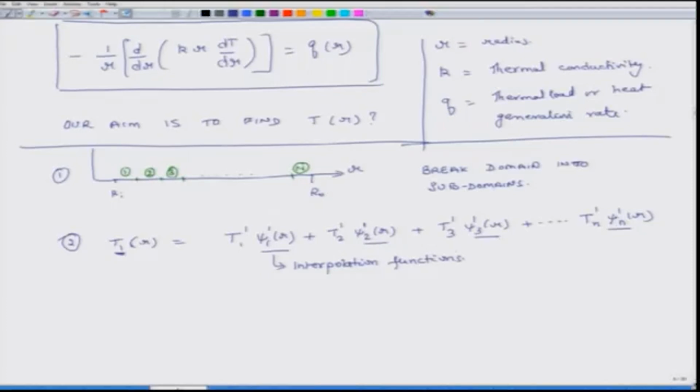They are not significantly different from the functions we considered when computing the area under the curve. You can assume a constant function, a linear function, or a quadratic function. When we do computation after 4 or 5 lectures, we will use only these simple functions, not very complicated ones. So these are interpolation functions or shape functions. Understood?